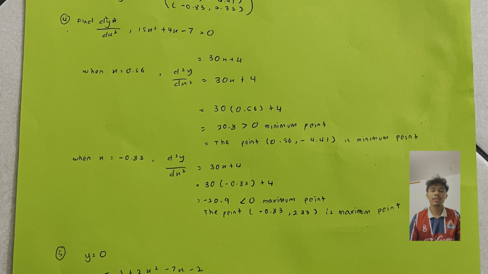When x is equal to negative 0.83, when we differentiate, d squared y over dx squared, we will get 13x plus 4.